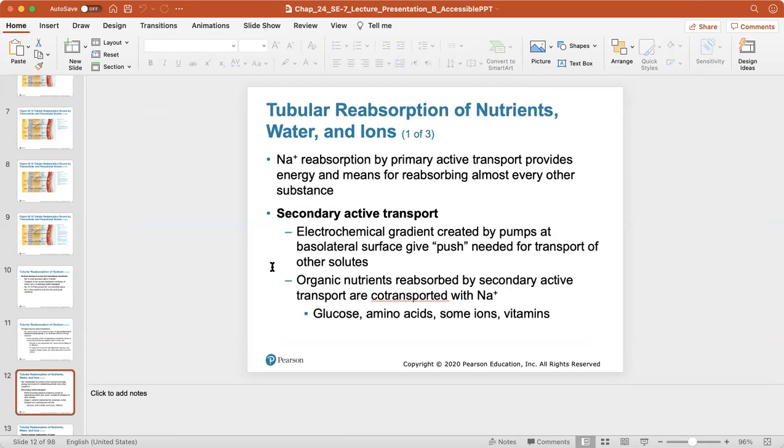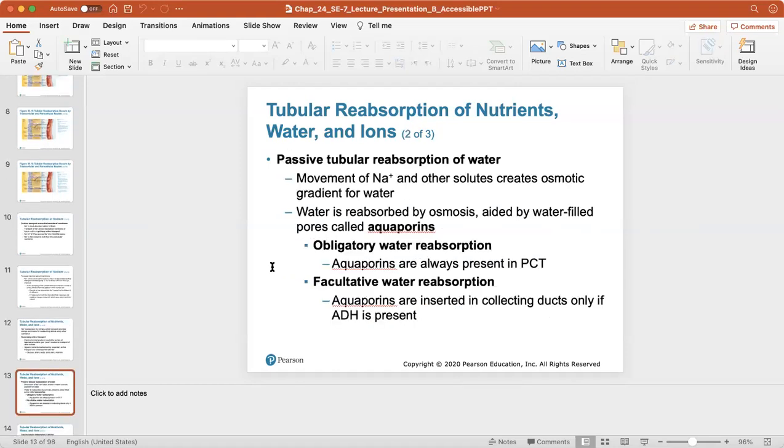So then we get to secondary active transport, which is the electrochemical gradient created by the pumps that gives the push needed for the transport of other solutes. So organic nutrients reabsorbed by secondary active transport are co-transported, so transported at the same time as sodium. These are glucose, your amino acids, some ions, and vitamins.